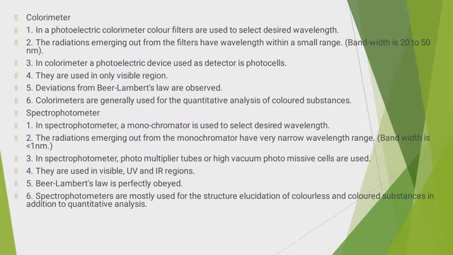Then what is the colorimeter? In a photoelectric colorimeter, color filters are used to select the desired wavelength. Radiation emerging out from the filters has a wavelength within a small range, that is 20 to 50 nanometer, its bandwidth. In a colorimeter, a photoelectric device is used as a detector in photo cells.